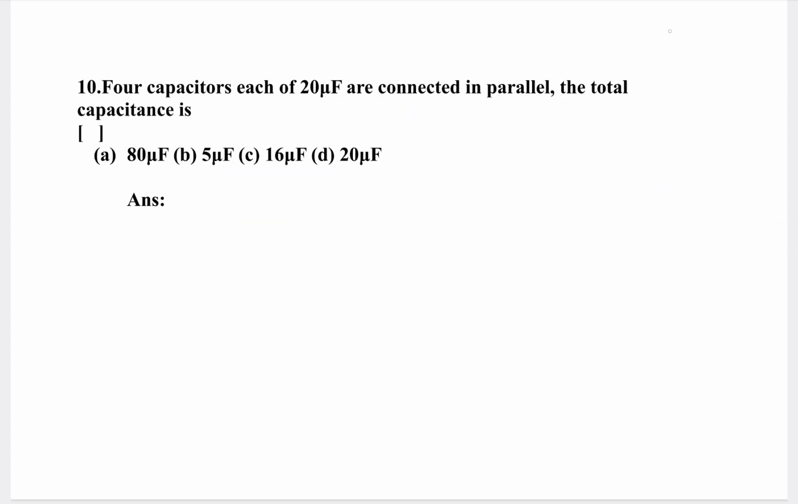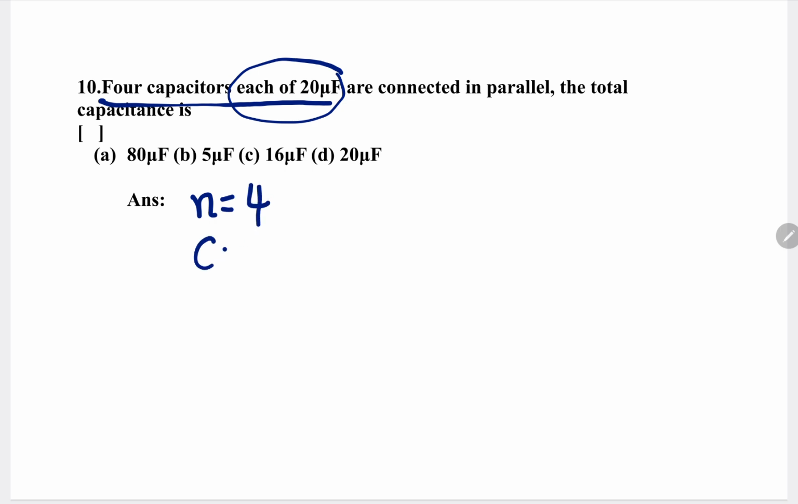Next question about four capacitors again. 4 capacitors each of 20 microfarad. Again here you see equal capacitors. So how many capacitors are there? N is equal to 4 capacitors. And each capacitance value is how much? 20 microfarad. And how are they connected? They are connected in parallel. Then what is the total capacitance value?